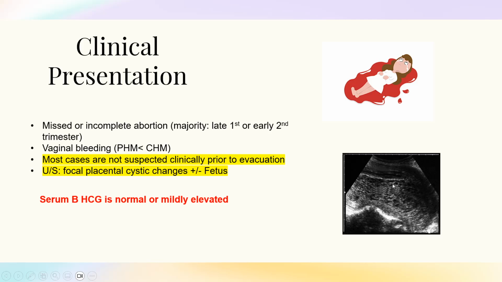In the ultrasound, you might see those cystic changes. You might see a fetus, or sometimes the fetus is not there. It was lost in one way or another, maybe not found in the ultrasound nor in the gross. What about the beta hCG? It's mildly elevated in most of the cases.